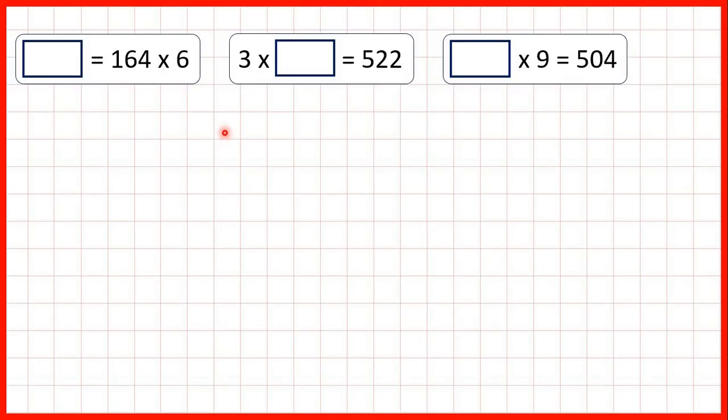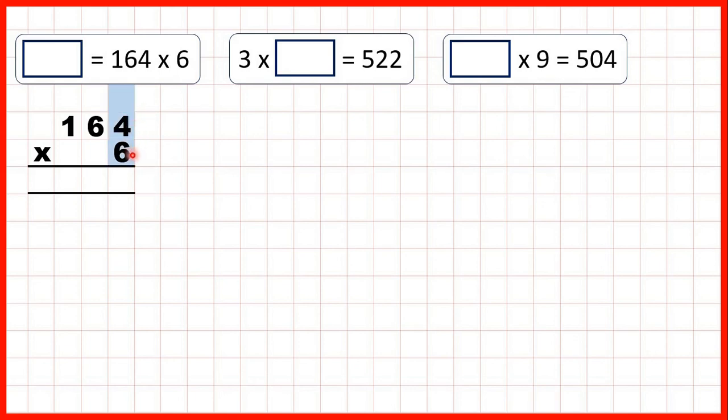Now we have some missing number multiplication problems, but this first question isn't really a missing number problem at all. That's because all we have on this side of the equal sign is an answer box, and it doesn't matter whether the equal sign comes at the start or at the end like it usually does. We do the same thing. We just need to multiply 164 by 6. So we can set this out as a short multiplication.